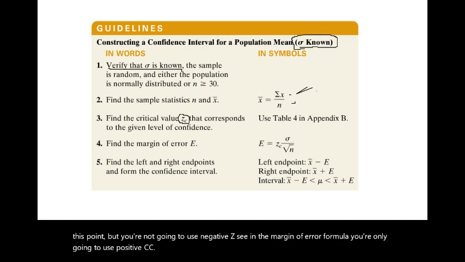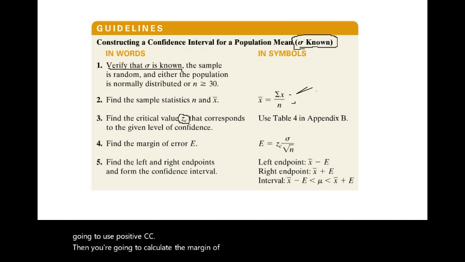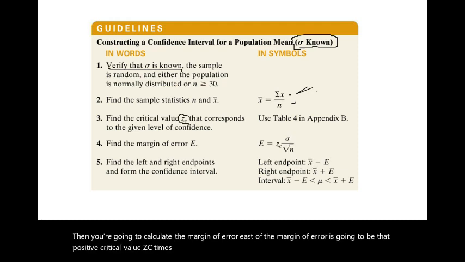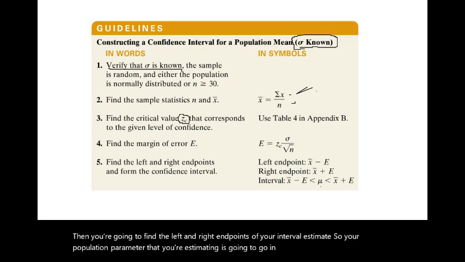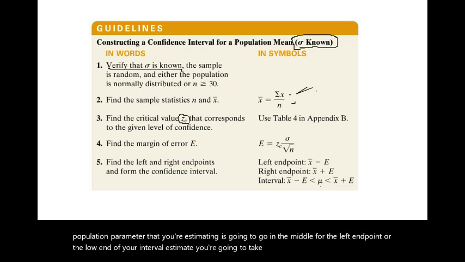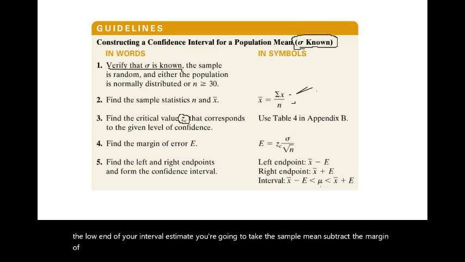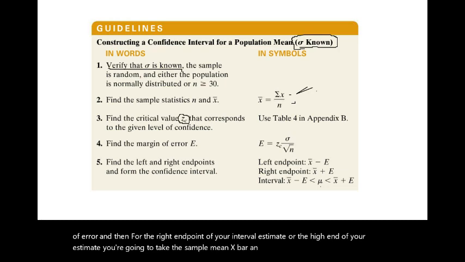Then you're going to calculate the margin of error E. The margin of error is going to be that positive critical value z_c times sigma divided by the square root of n. Then you're going to find the left and right endpoints of your interval estimate. Your population parameter that you're estimating is going to go in the middle. For the left endpoint, or the low end of your interval estimate, you're going to take the sample mean and subtract the margin of error. And for the right endpoint, or the high end of your estimate, you're going to take the sample mean x bar and add the margin of error.